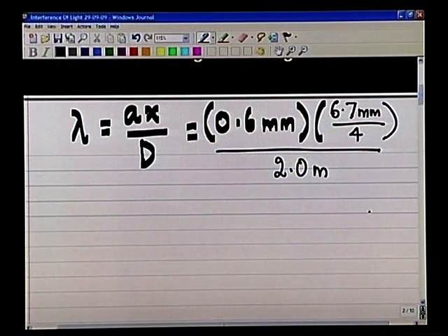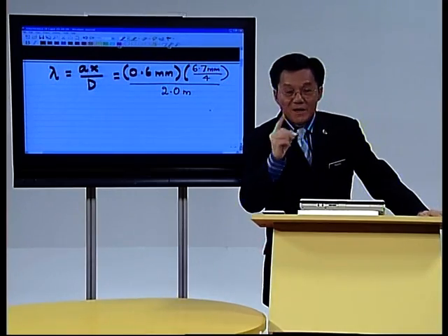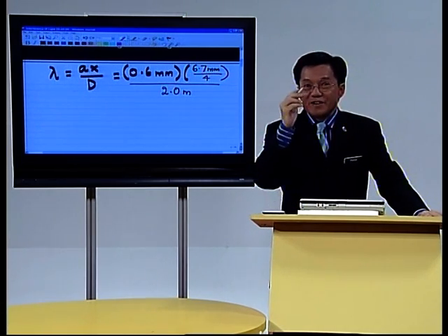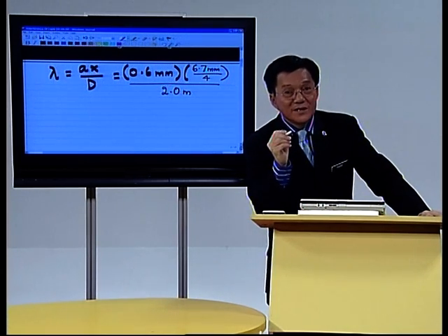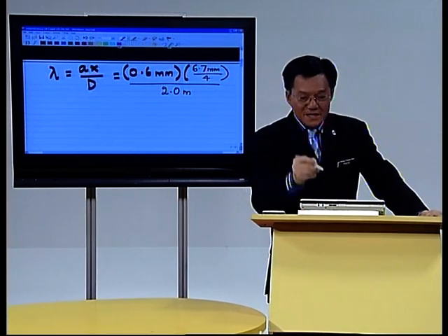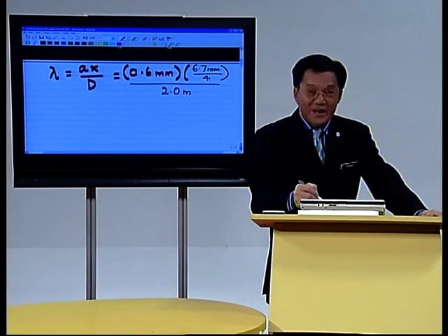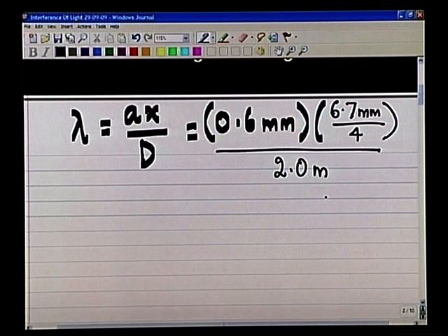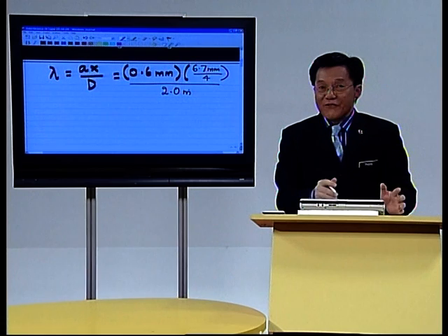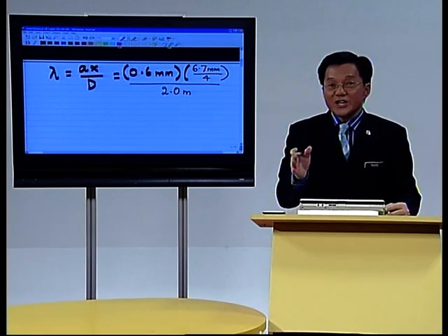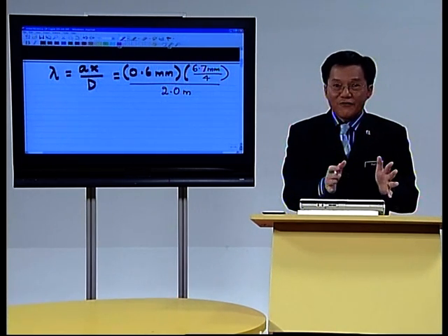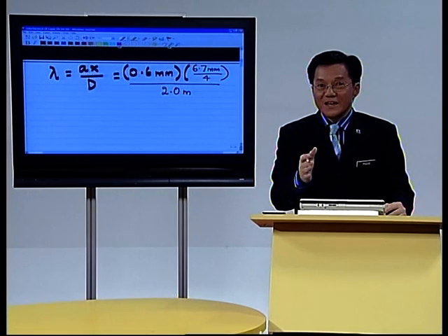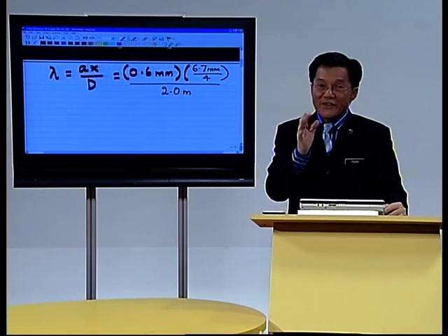Alright, so far so good? Hey, wait a minute. I have intentionally written down this way to see whether you are careful with your units or not. I must not write down mm, and then I have the meter down there. All the units must be the same. So either I change everything to millimeters or I change all the units to meters. But normally for wavelength, the answer is given in meters. So we change everything to meters.